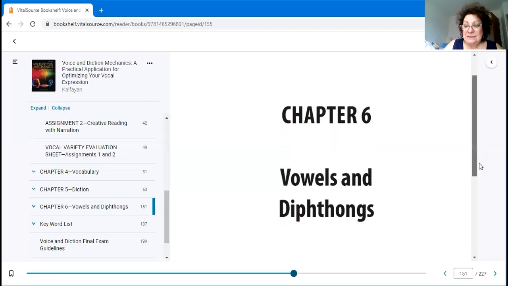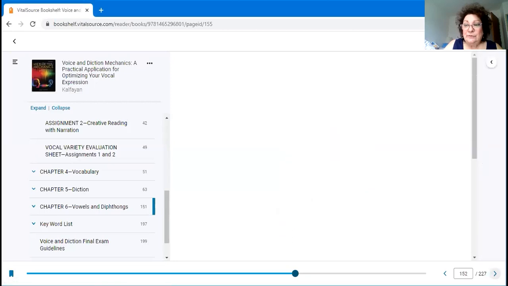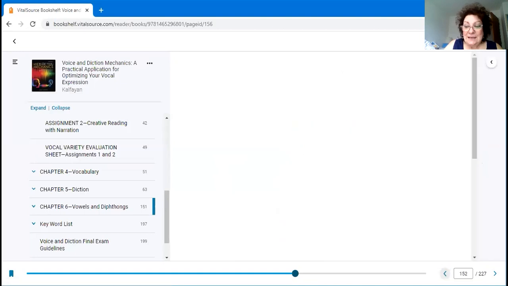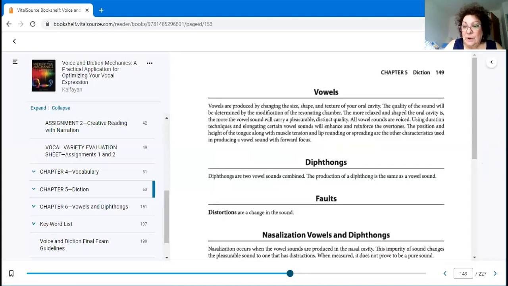So I'm going to start showing you your book so that we know that we are all on the same page. Here is your chapter 6 on vowels and diphthongs. We will flip through the pages and we skipped one. And there, okay. Let's see if we can grab it this time. Okay, I'm just gonna do it from here. Okay, so on page 149, we see the definition of vowels.